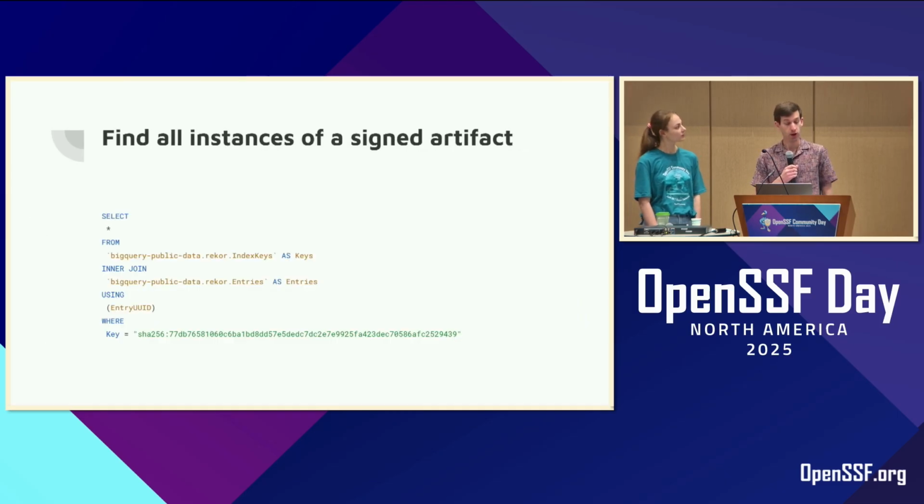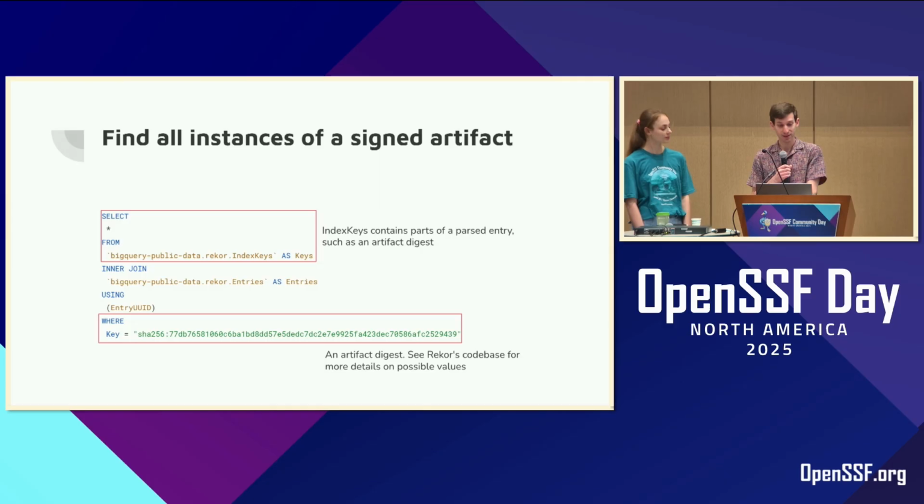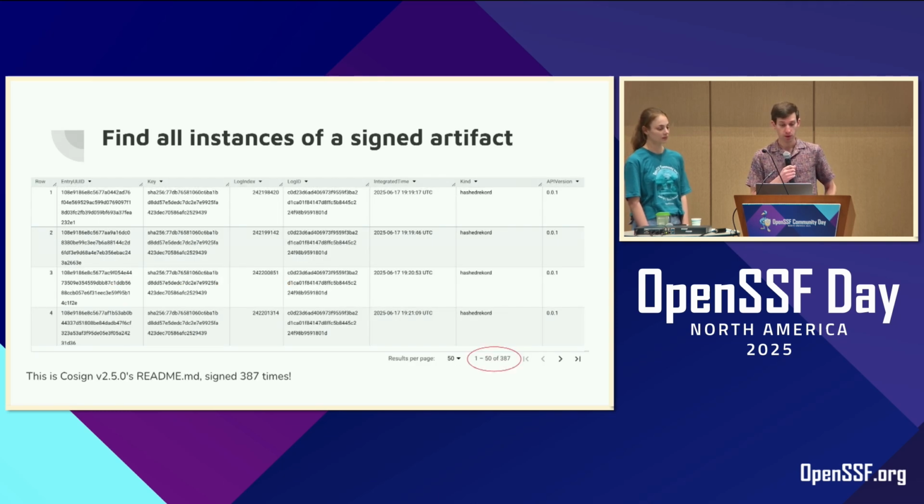All right, let's switch topics a little bit. So let's say you have a particular artifact that you'd like to know if it's been signed. We can do that with this data set. We'll use the index keys table. We'll be publishing some more documentation about this table, but to summarize, index keys contain parts of a parsed entry, such as an artifact digest or DSSE payload hash. For this example, we'll search for a specific artifact digest. We can see in the results that this specific artifact was signed 387 times. And if you're curious, this is cosign's README. I know I've generated at least a few of these.